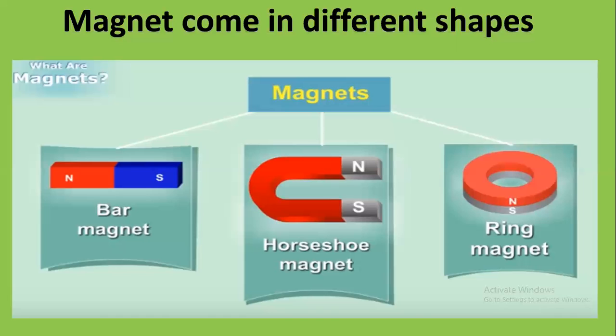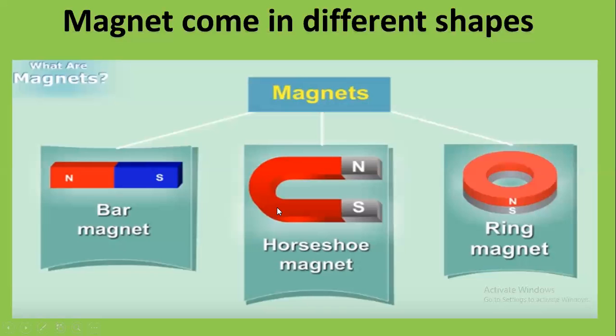A bar magnet is a rectangular piece of object. This magnet has two poles, a north pole and a south pole. Even if you break a bar magnet in the middle, both pieces will still have a north pole and a south pole.